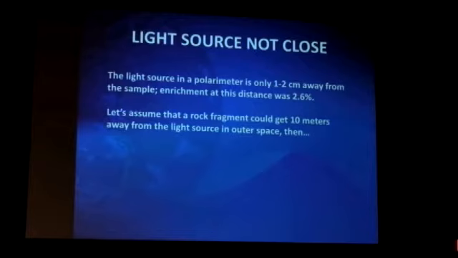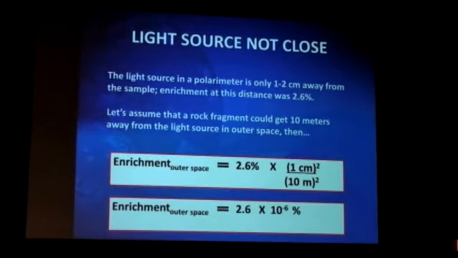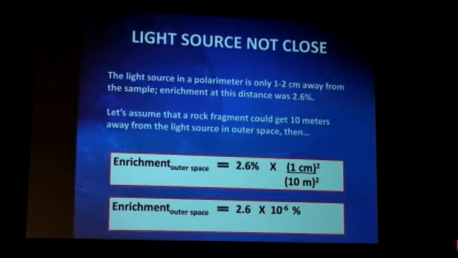And given that the enrichment at this distance is 2.6%, let's assume the exact same process is taking place by irradiation of a rock fragment by starlight onto a passing rock fragment. And if we assume that this rock fragment could get just 10 meters away from the light source in outer space, then using the inverse square law, if we factor in the difference between 1 centimeter and 10 meters, there's a millionfold difference in the enrichment expected to be found by exactly the same process that Meierhenrich did.